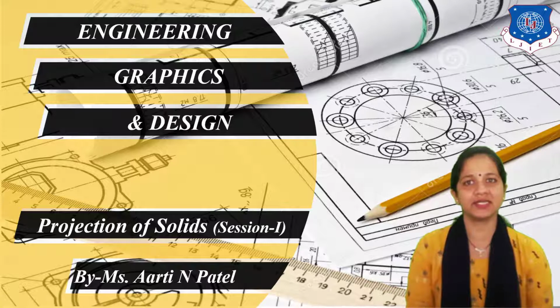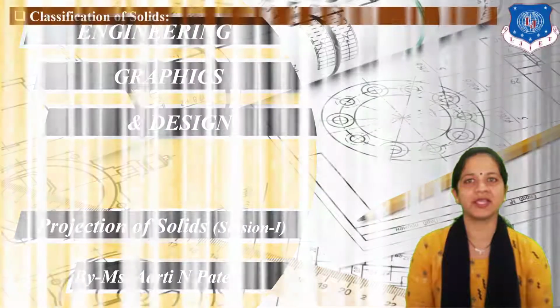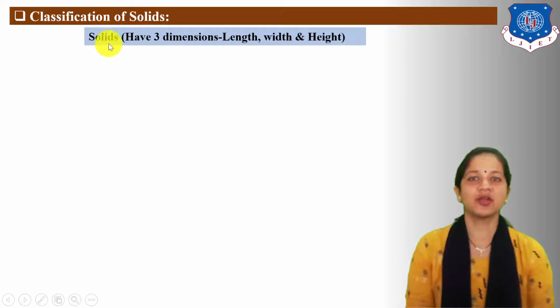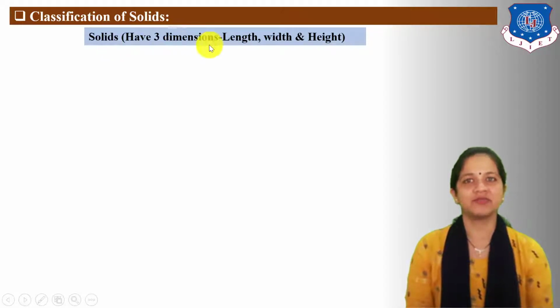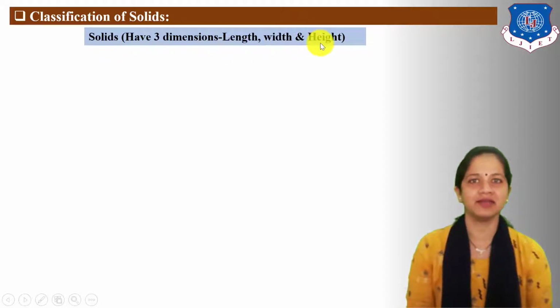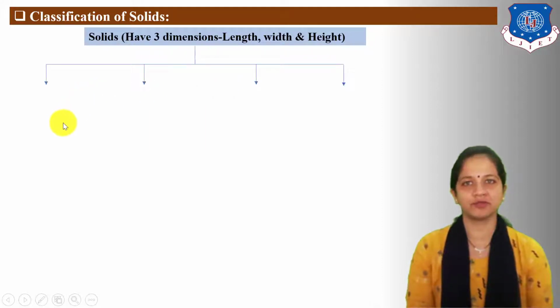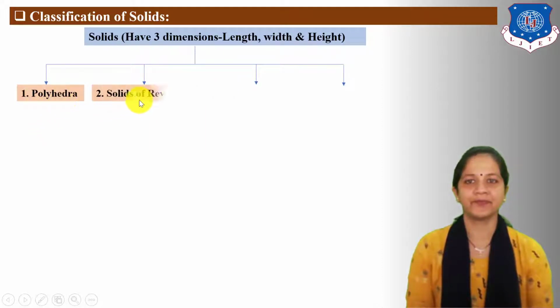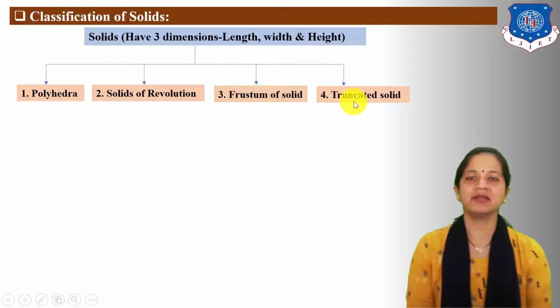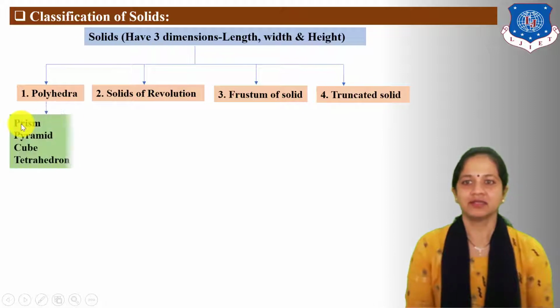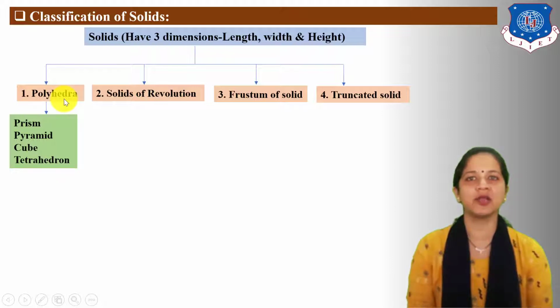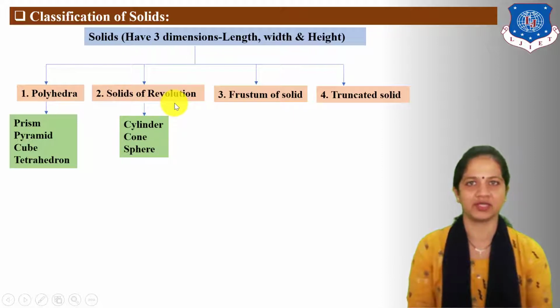So first let us understand classification of solids. Solids have three dimensions which are length, width and height. There are four types of solid: polyhedra, solid of revolution, frustum of solid and truncated solid. Prism, pyramid, cube and tetrahedron are examples of polyhedra. Cylinder, cone and sphere are examples of solid of revolution.